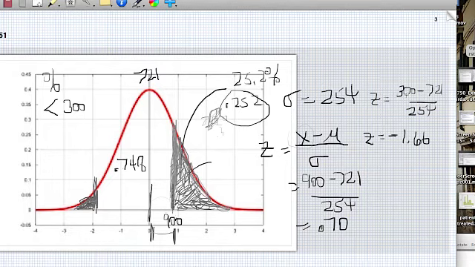Well, because this number, the x, was smaller than our mean, so when I subtracted our mean, it came out to a negative number, but that also means that the value is, as expected, to the left of the mean. Okay, so the z-score is minus 1.66.